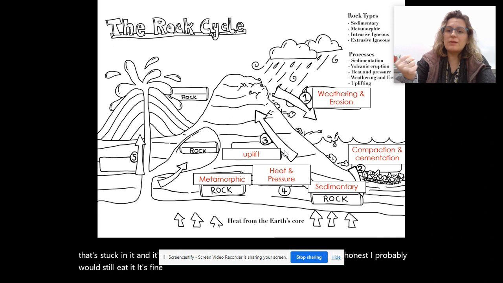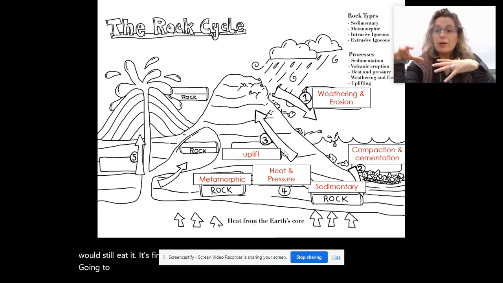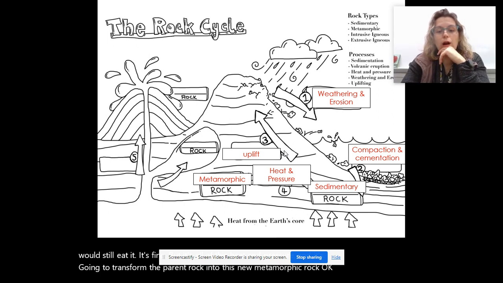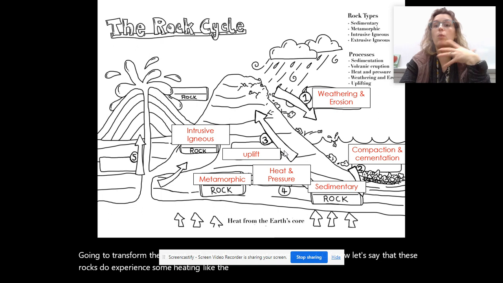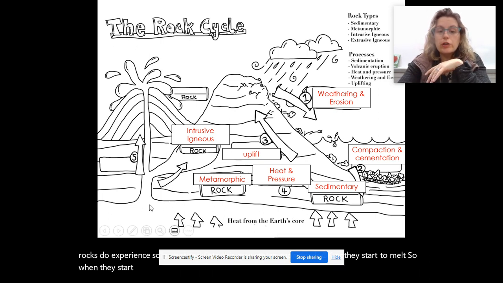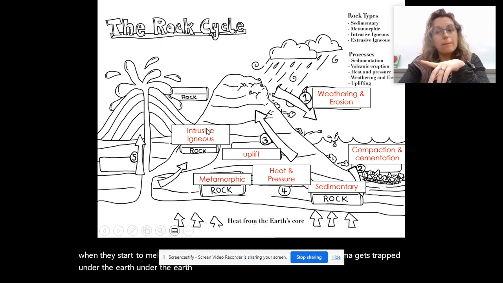But it's all of this heat and pressure, and it's going to transform the parent rock into this new metamorphic rock. Okay. Now, let's say that these rocks do experience some heating, like they experience even more heating and they start to melt. So when they start to melt, they're going to turn into magma. And if that magma gets trapped under the Earth's surface, what does it become?